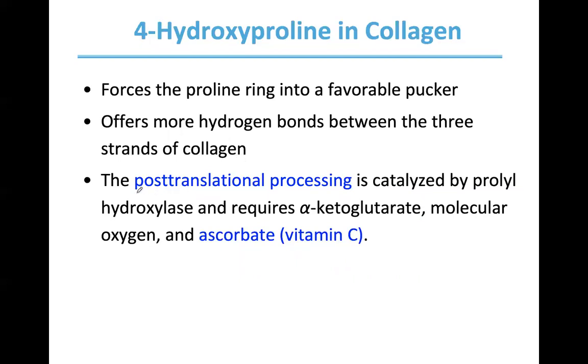And there is a post-translational modification. Remember I told you? So this occurs after the protein has been synthesized on the ribosomes. And there are several components required for this. So the enzyme that is needed is prolyl hydroxylase, and it requires some other starting materials: alpha-ketoglutarate, molecular oxygen to oxidize, and vitamin C, ascorbate.